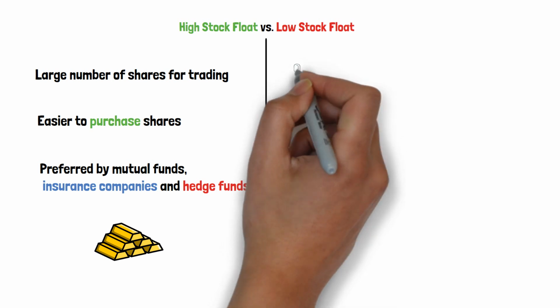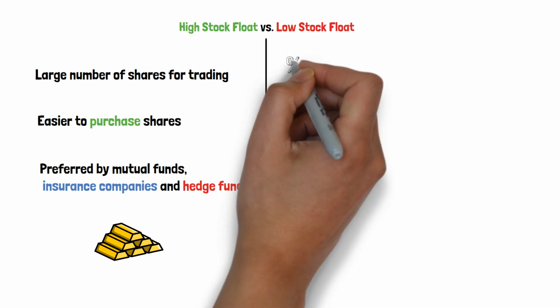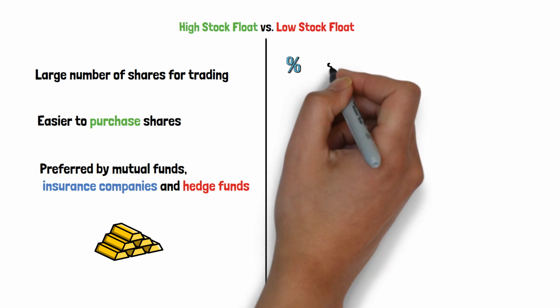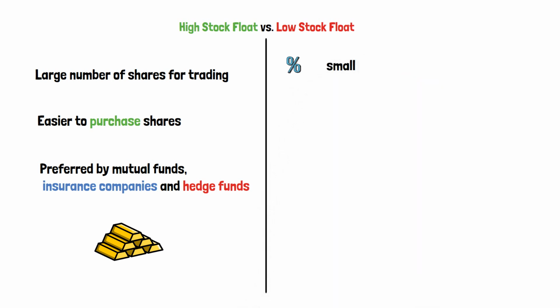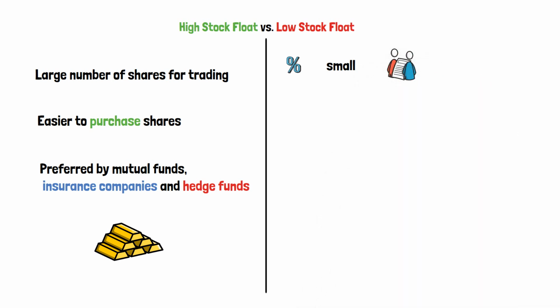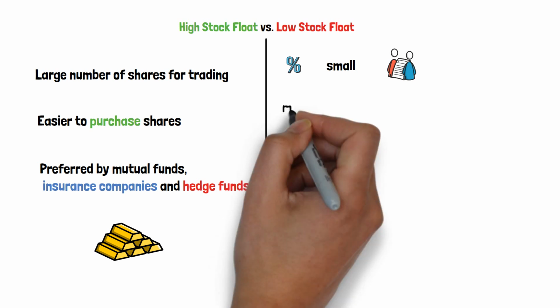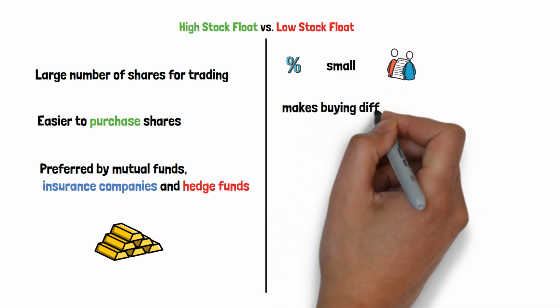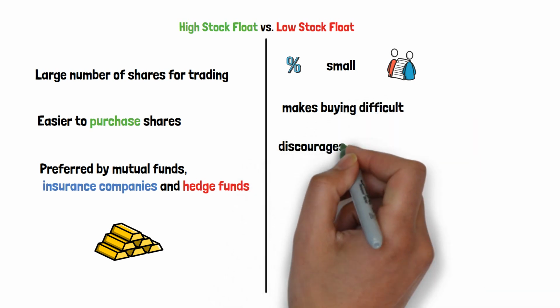On the flip side, a stock is considered to have a low float if it has a small percentage of shares available for trading. This happens for a variety of different reasons, such as a large amount of closely held or restricted shares, having a small batch of investors, and many other reasons. A low supply of shares can make it difficult for investors to buy and discourages retail trading.